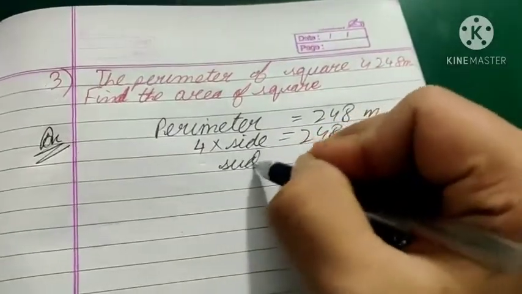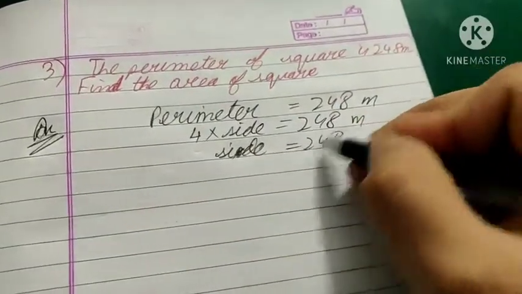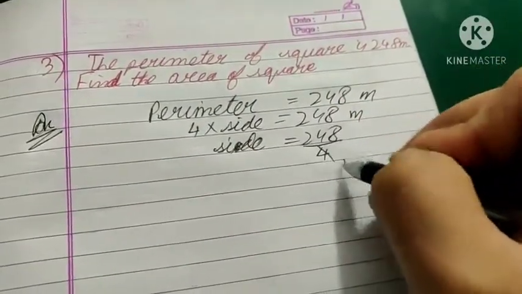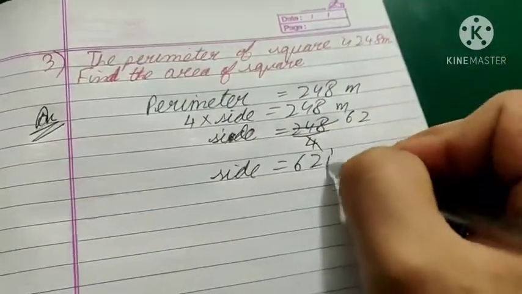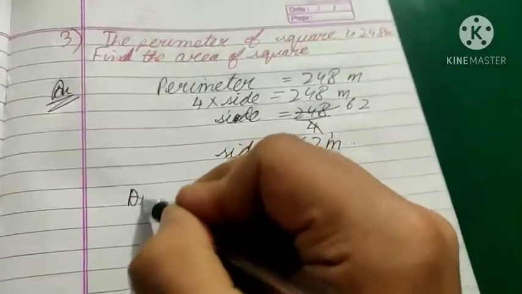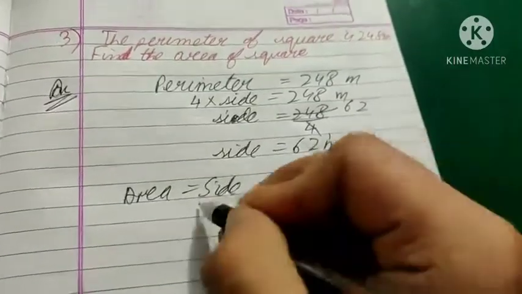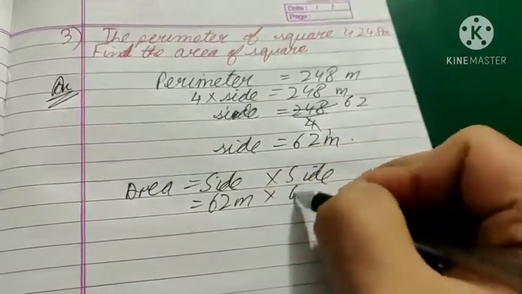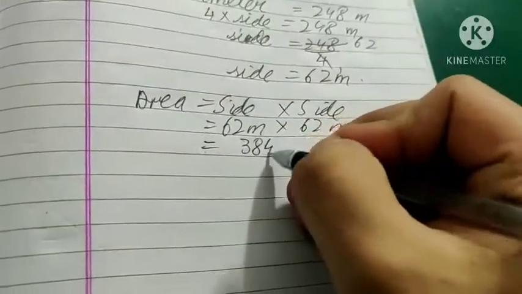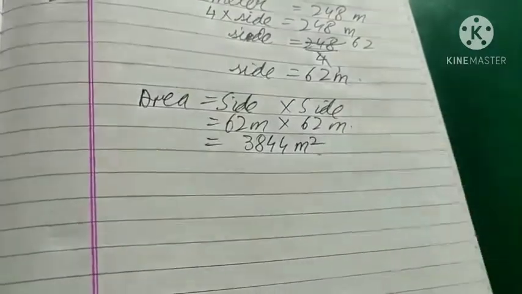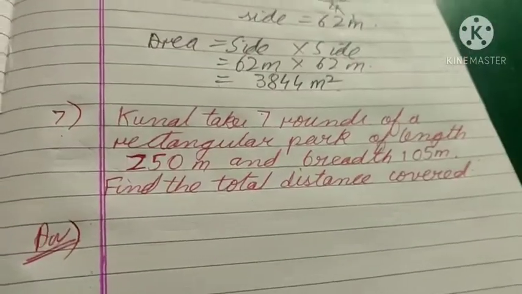So side is equal to 248 divided by 4, that is 62. So side is 62 meters and we have to find the area. Area is equal to side into side, that is 62 meters into 62 meters. The answer is 3844 meter square. This is our area of a square.